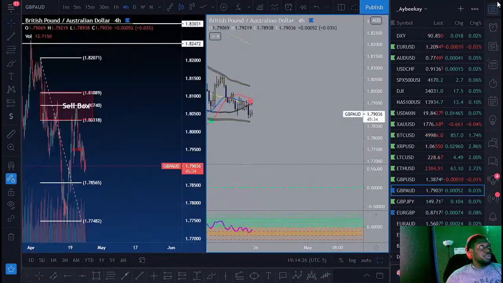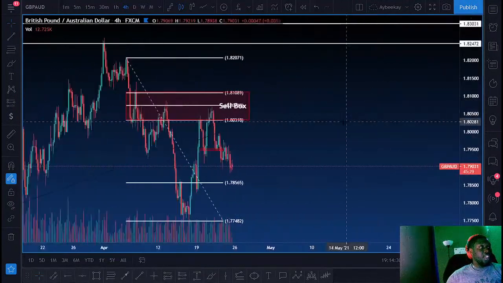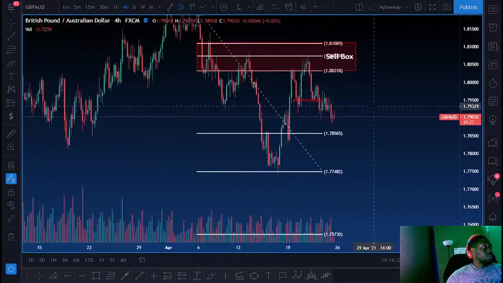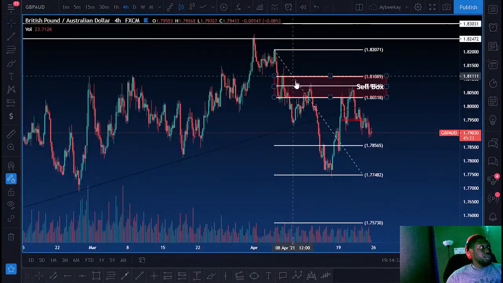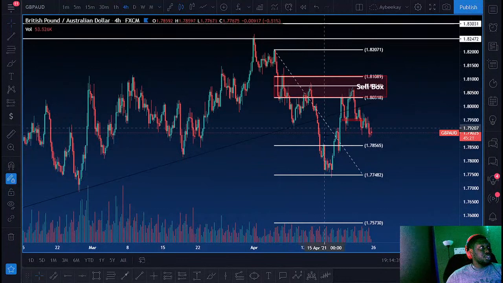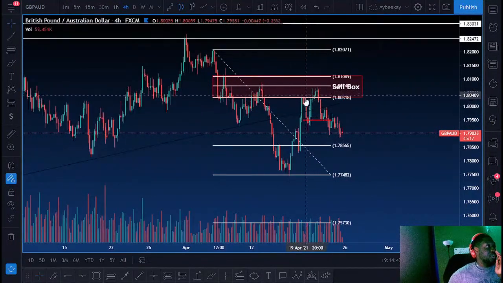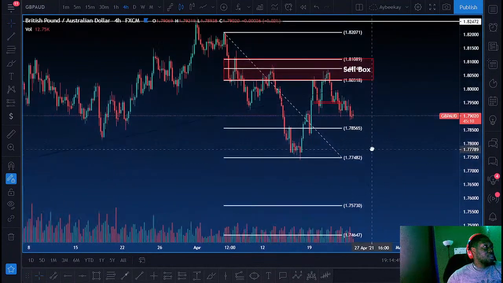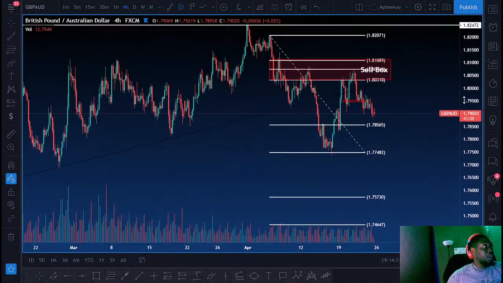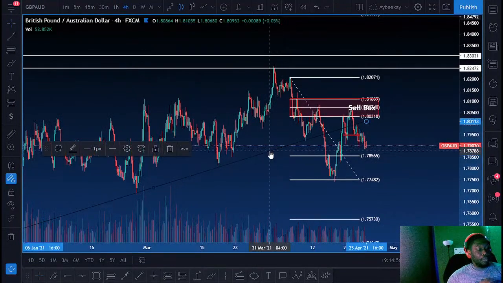GBP AUD last week. I'm just going to go over what I said last week because I don't have an opportunity to get into this trade as of yet. So I had mentioned that price broke through these lows, dropped, retested, came back to the sell box. I was looking for sells. I was too chicken to sell it, and price ended up dropping. Believe it's going to drop some more, but again, I don't have an opportunity to sell it here, and I'm definitely not going to be looking for buys.